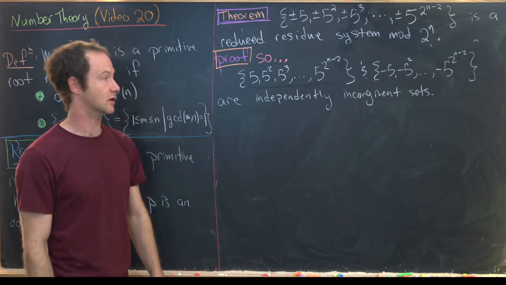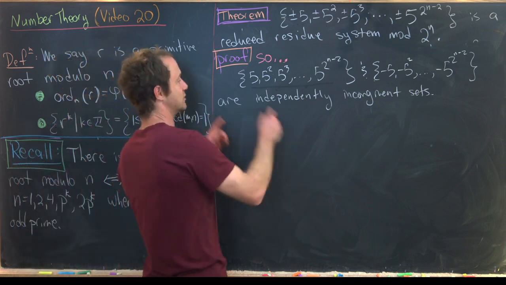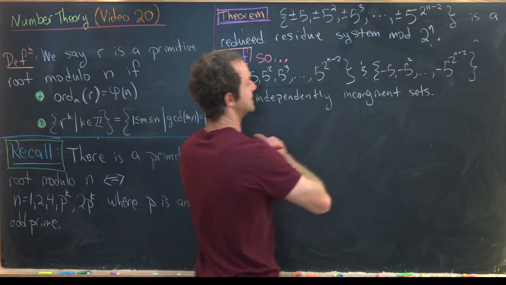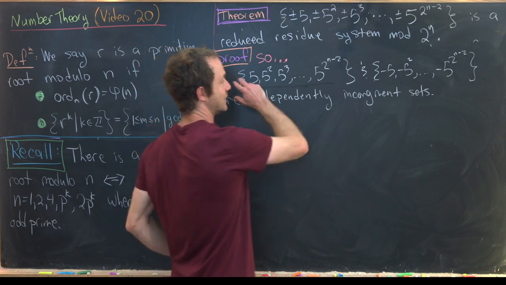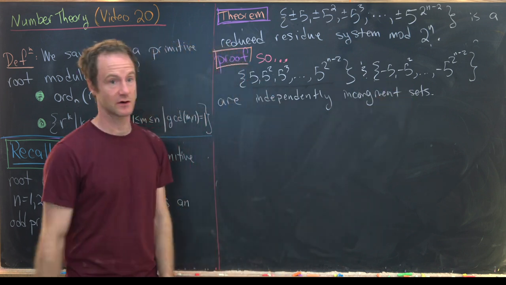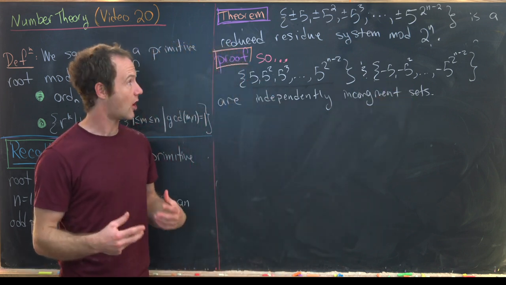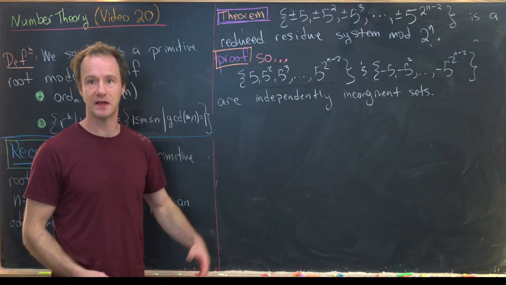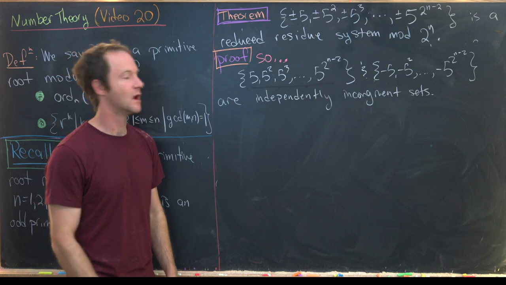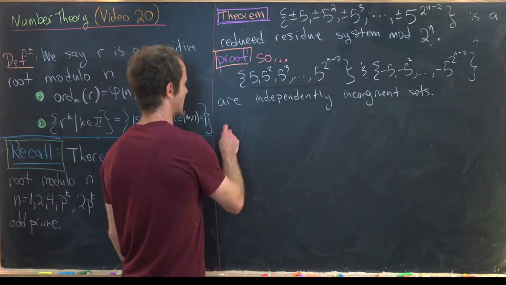Now what we want to show is that it's impossible for something from this set to be congruent to something from this set. That means that if we smash these two sets together, we have a set of all reduced residues mod 2 to the n. Again, because we have the right number. Okay, so let's do that by way of contradiction.